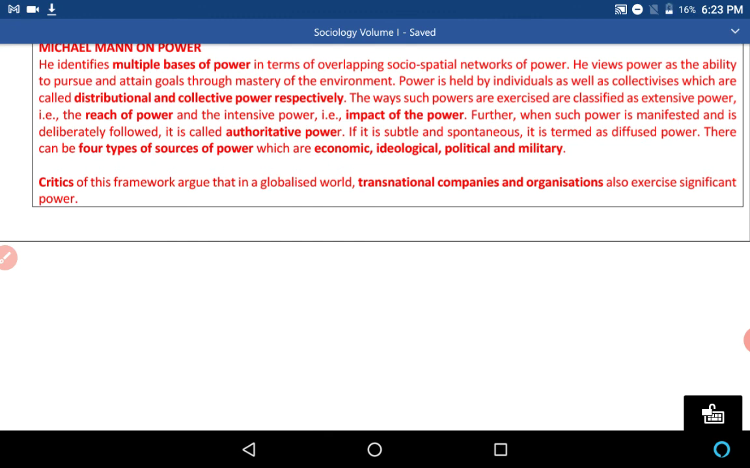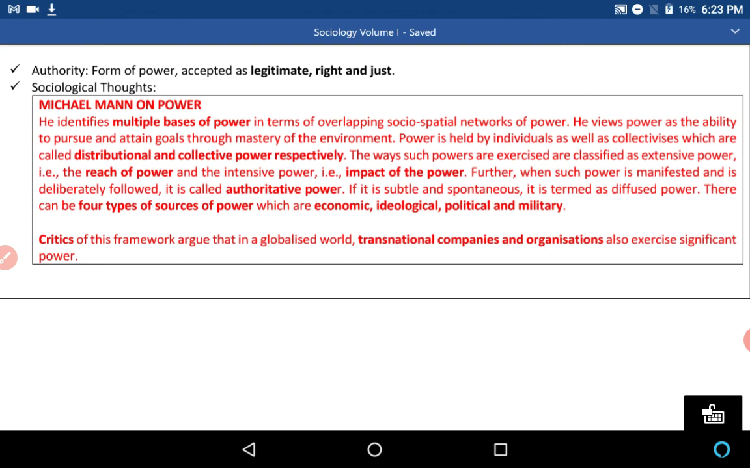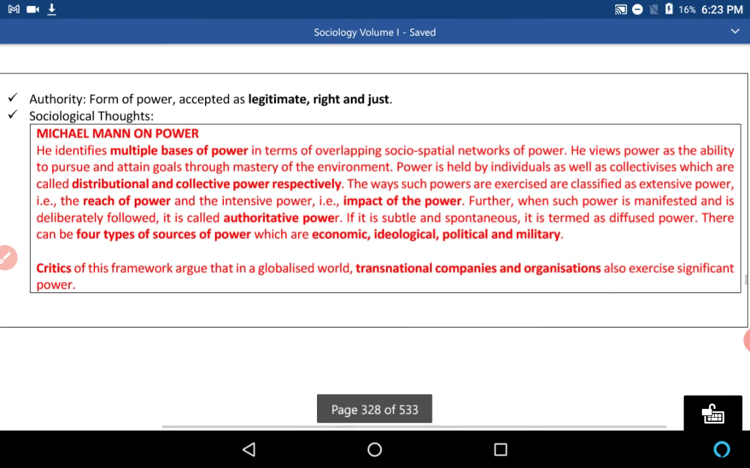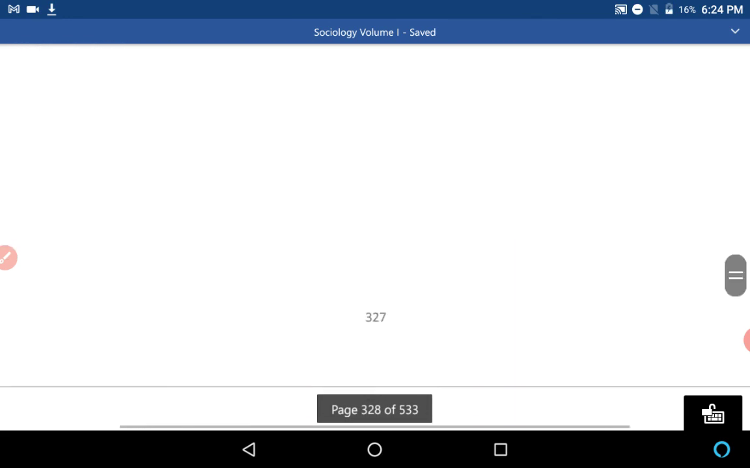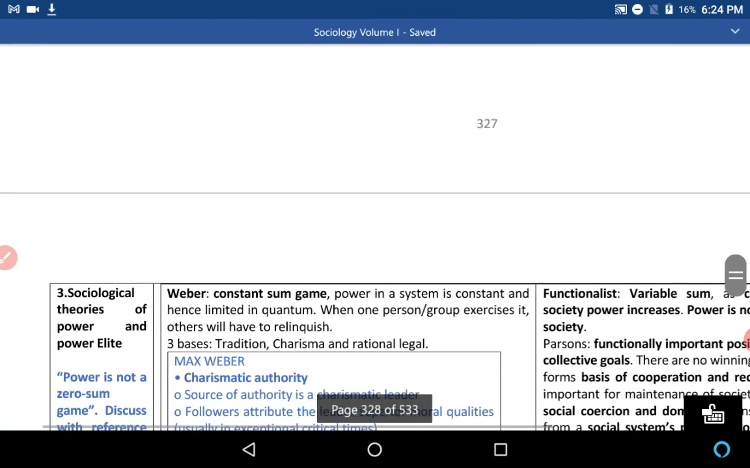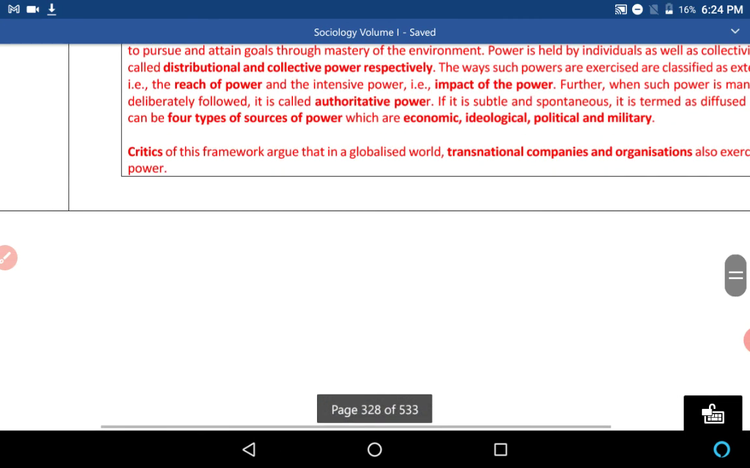Now we'll also analyze this. What is the criticism of the above thesis? The new age sociologists say that you have seen globalization spread across continents, and there is more influence and say of transnational companies and organizations. They also have begun exercising different kinds of power.